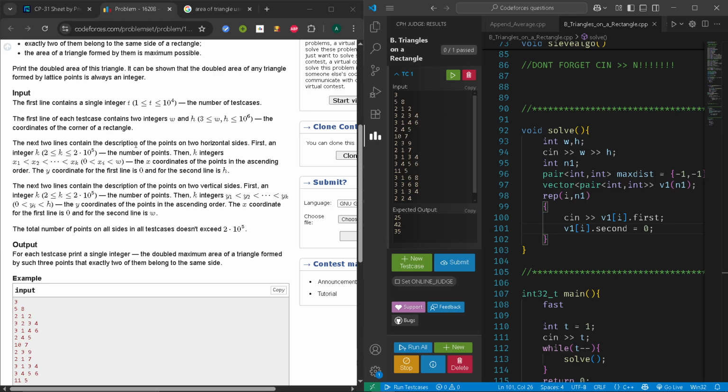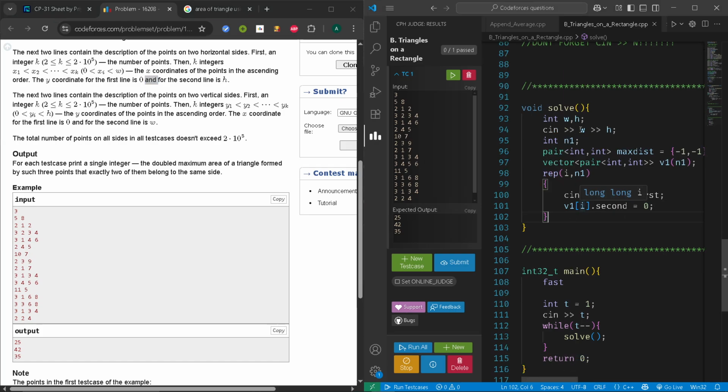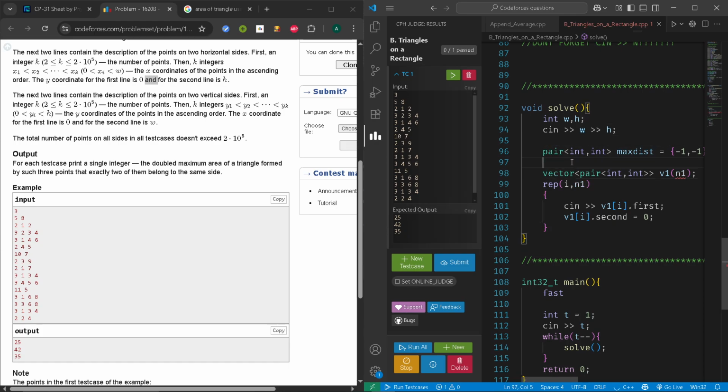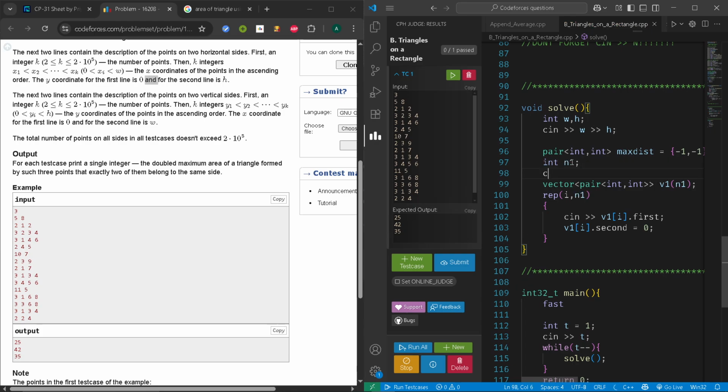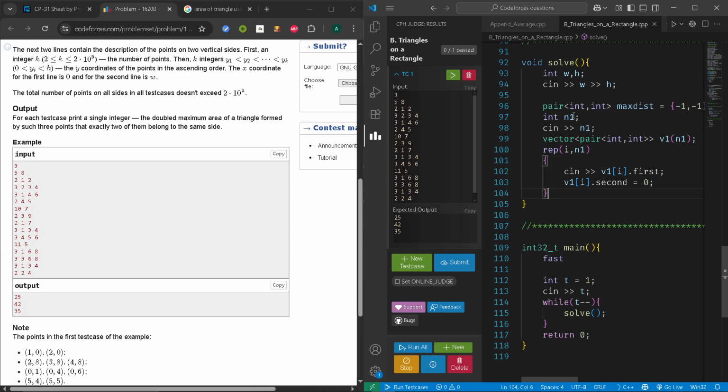For the next two lines, the number of points, x coordinates of points in ascending order, y coordinate for first line is 0 and second line is h. So here y coordinates will be 0. Now I'll go with n2 as well, like n1. This will be more of labor work. Instead I will create a 2D array, that will also be fine. But no problem, we'll just go with this.